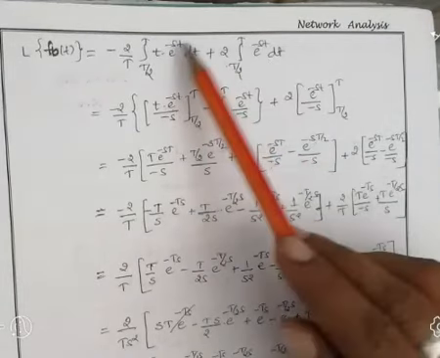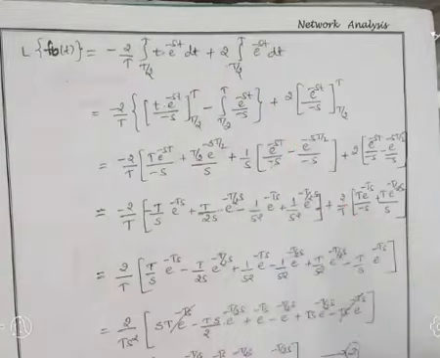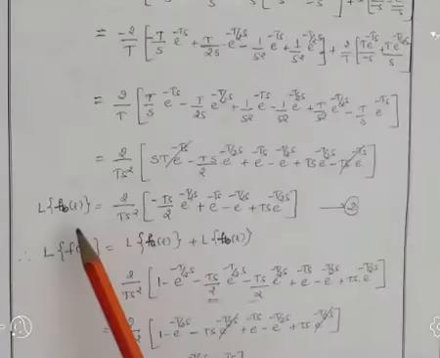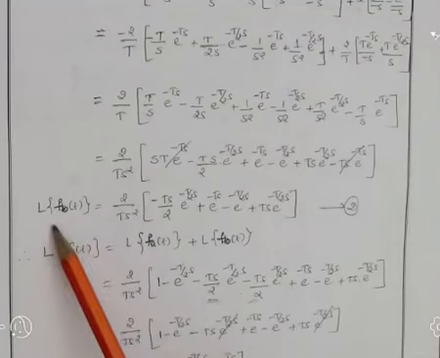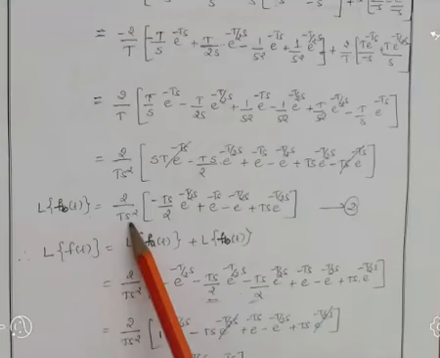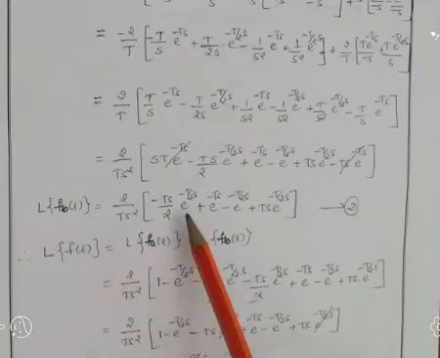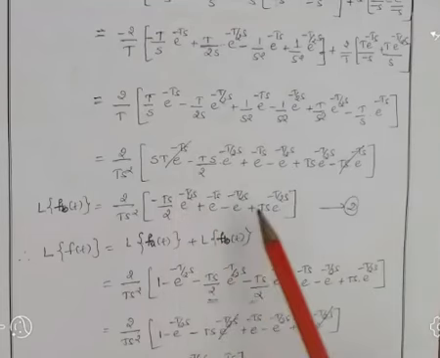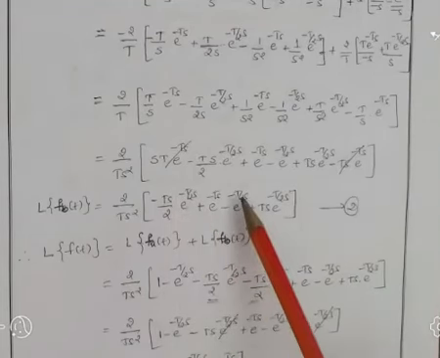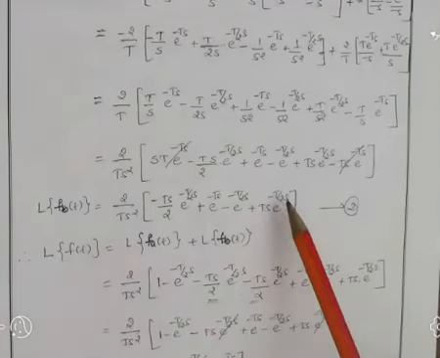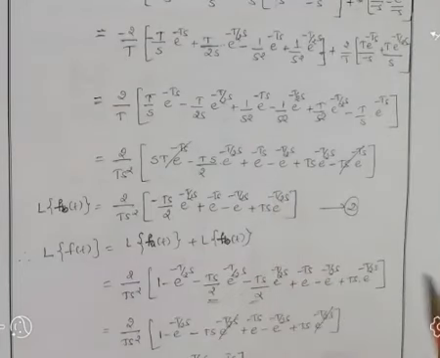Do the simplification of this part and this part, and finally we are getting the answer as Laplace transform of fb of t equal to what? 2 by T s square, inside the bracket minus Ts divided by 2 e to the power minus T by 2 s plus e to the power minus Ts minus e to the power minus T by 2 s plus Ts e to the power minus T by 2 s, represented as equation number 2.